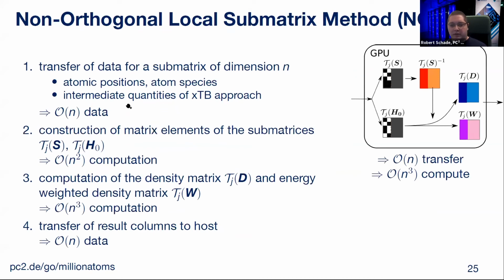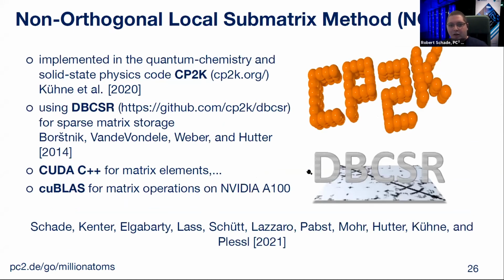In total, we get a scheme that has a linear scaling amount of transfers from the host to the GPUs, so linear in the submatrix dimension, and the actual computational work is cubically scaling. That makes the overall scheme very favorable because the ratio of transfer to computation is very nice here. We've implemented that in CP2K using DBCSR for the underlying sparse matrix storage, CUDA C++ for the matrix element creation kernels, and cuBLAS for the matrix operations. Right now, it's not yet in mainline CP2K, but this will happen in the next month or so.